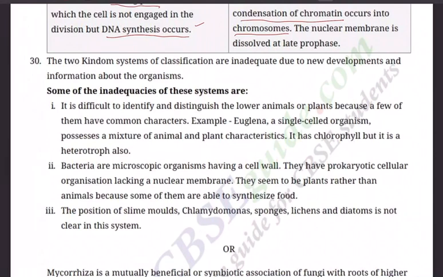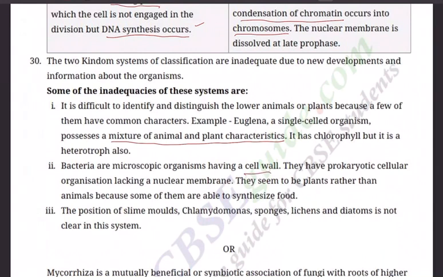1. It is difficult to identify and distinguish the lower animals or plants because a few of them have common characters, like Euglena, a single-celled organism, which possesses a mixture of animal and plant characteristics. So it has chlorophyll, but it is also a heterotroph. So naturally the question comes, where to put it? Is it an animal or is it a plant?